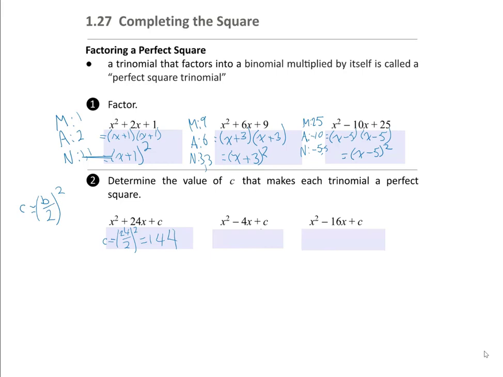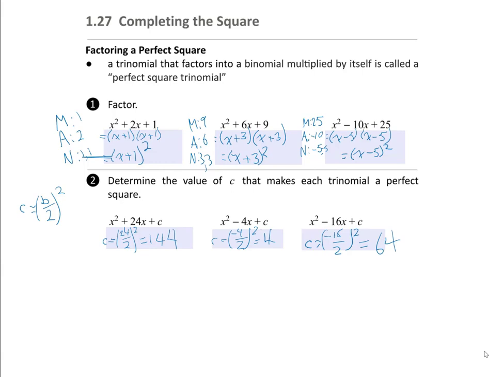Same idea for the next one. If we have c equals negative 4 divided by 2, squared, well, negative 4 divided by 2 is negative 2. Negative 2 squared is positive 4. Next example, we have negative x squared minus 16x plus c. So our c value is going to equal negative 16 over 2, again, and you square it. Negative 16 divided by 2 is negative 8. Negative 8 squared is 64. Okay, so that's pretty straightforward stuff.